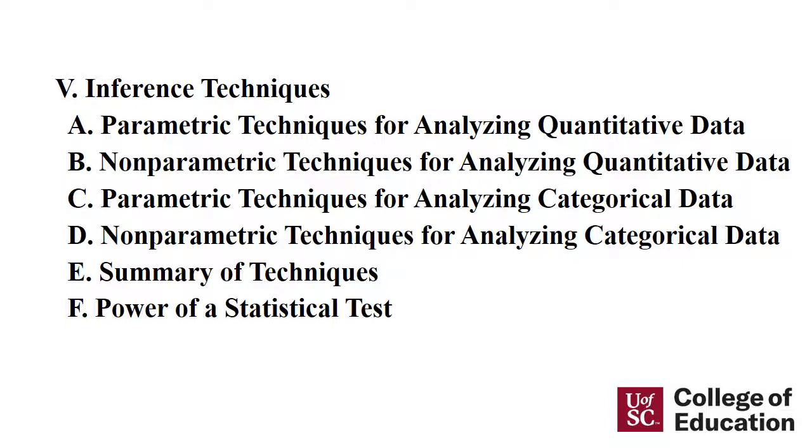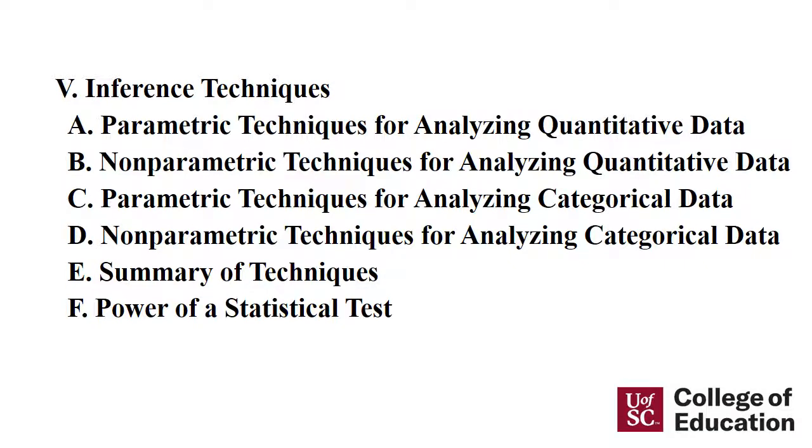B. Non-parametric techniques for analyzing quantitative data. A non-parametric statistical technique makes few, if any, assumptions about the nature of the population from which the samples in the study were taken. Some of the commonly used non-parametric techniques for analyzing quantitative data are the Mann-Whitney U-test, the Kruskal-Wallis one-way analysis of variance, the sign test, and the Friedman two-way analysis of variance.